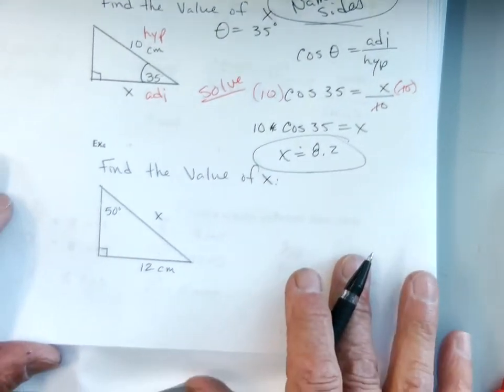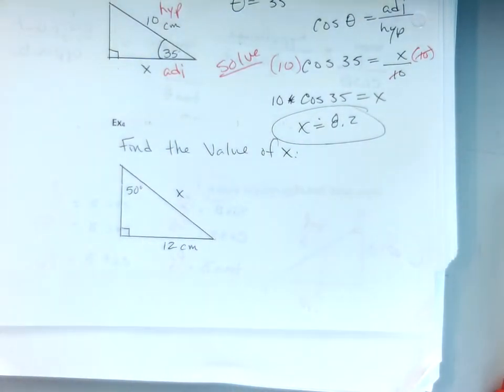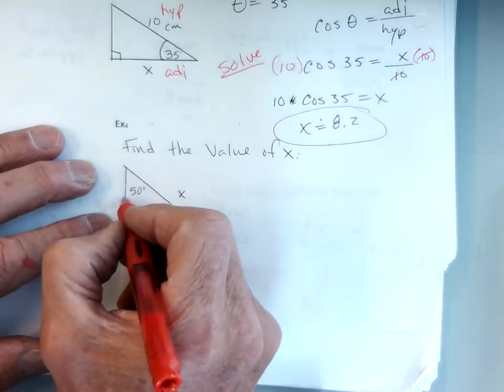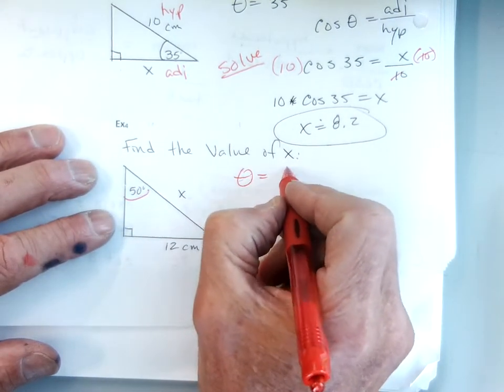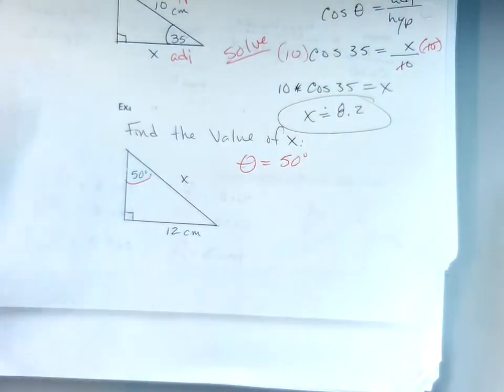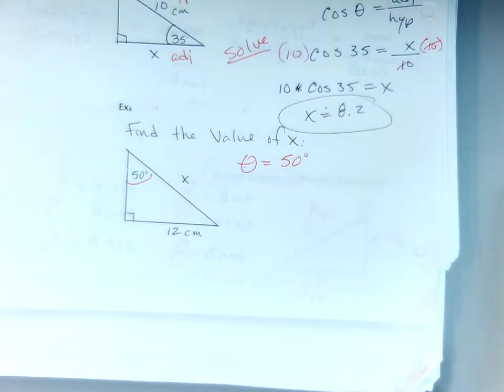Okay, let's do the last example, finding the value of x. So again, here's your angle. So theta is 50 degrees. Write that down, okay? Example 4. Theta is my angle, right? Theta is always an angle, right? Write it down. Now, from this angle, you watching?